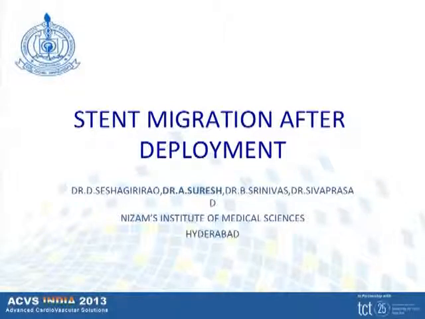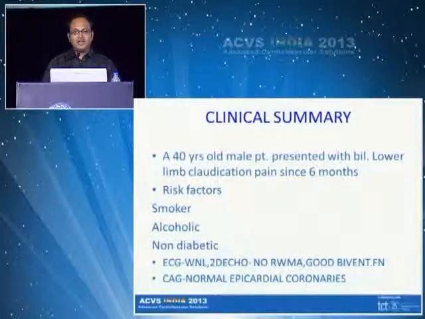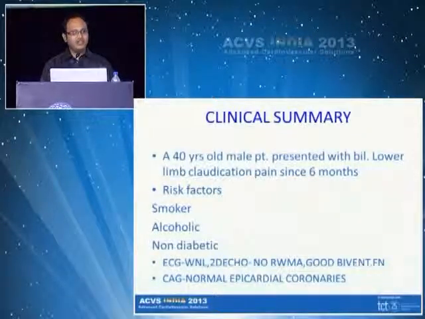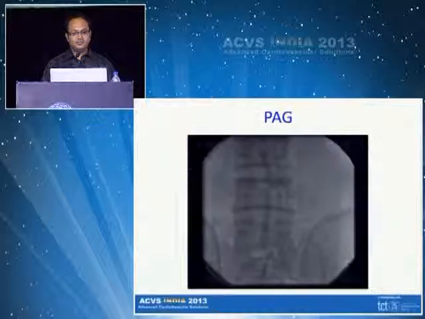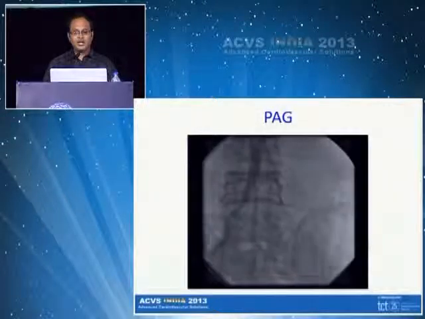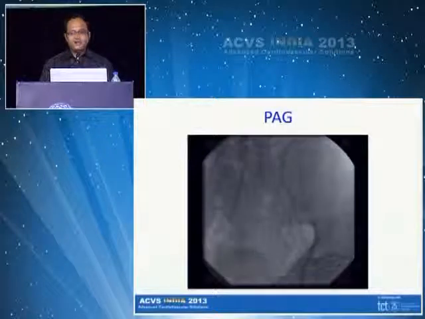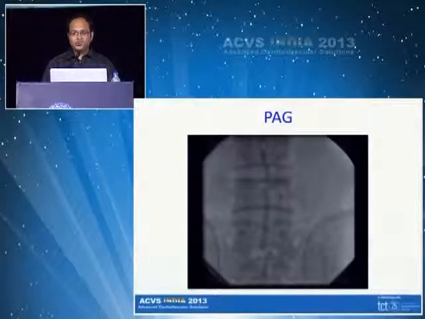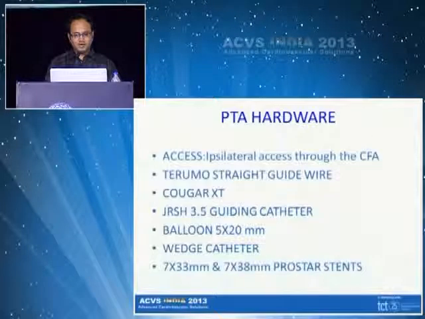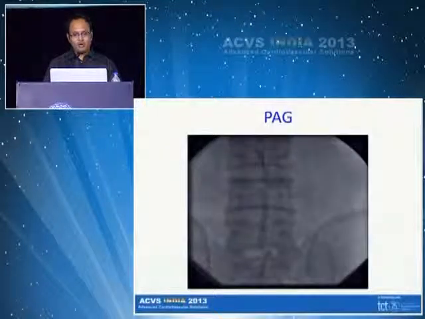The patient was referred to us from the vascular surgery department for coronary angiogram and peripheral angiogram. So we went ahead with the coronary angiogram. It was normal. This is the peripheral angiogram which we had done through the right radial artery route. As you can see here, the left common iliac artery is totally occluded with distal reformation, and in the right common iliac artery there is an eccentric stenosis.